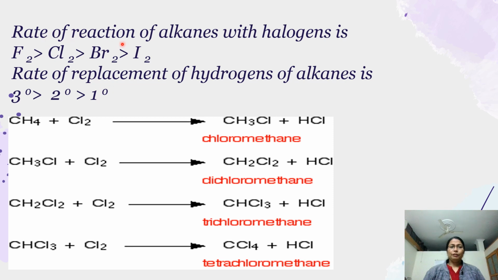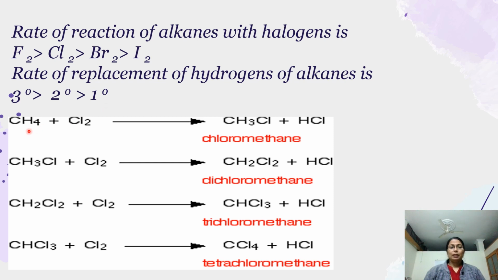Let us study the rate of reaction of alkane with halogen. When we compare all the halogens, fluorination is a too violent reaction and iodination is a very slow reaction. So F2 will be more reactive, then Cl2, then Br2, and lastly I2. Now let us consider the rate of replacement of hydrogen of alkanes. 3 degree, that is tertiary, will be more than secondary, that is 2 degree, which will be more than 1 degree, that is primary.